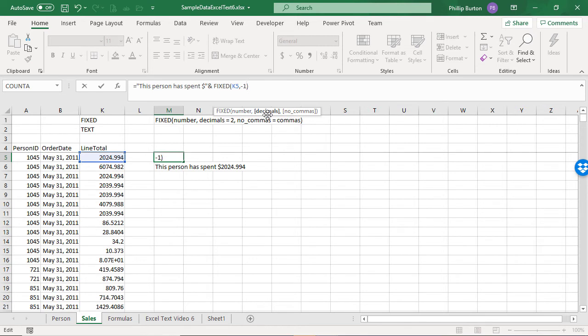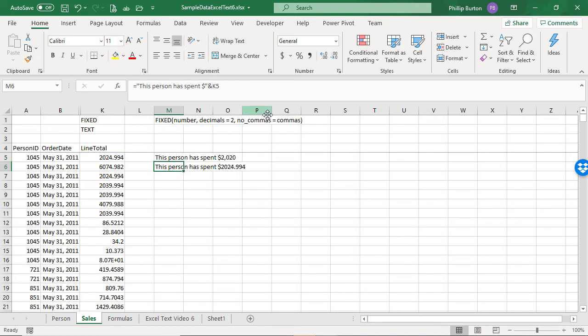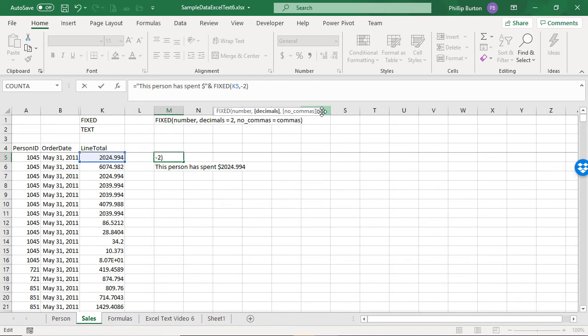But here's a question for you. What happens if we round it to -1 decimal places? Let's have a think about this. 2 decimal places is hundredths, so 2 places after the decimal. 1 decimal place is tenths. We're multiplying by 10 to get there. 0 decimal places is units, again multiplying by 10. So what's a unit multiplied by 10? It will round to the nearest $10. So $2,024.99 rounded to the nearest $10 is 2020. And similarly, we can round to the nearest 100 using -2.